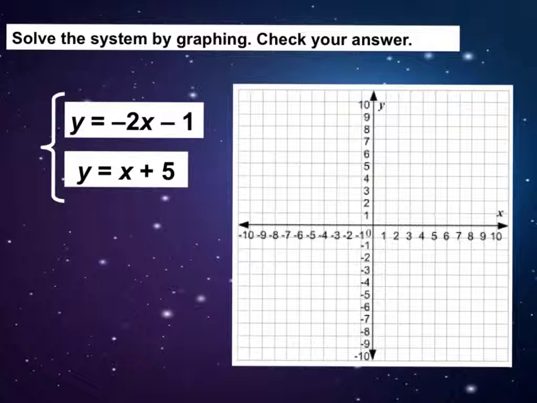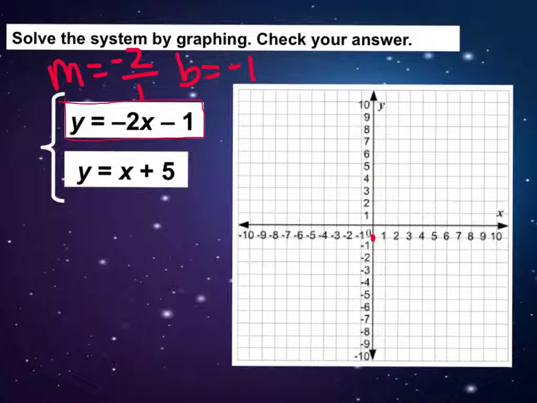The first equation, I'm going to box that in red and graph that equation first. Remember, our slope is -2/1 and our y-intercept is -1. So I'm going to plot my first point, which is -1 on the y-axis.